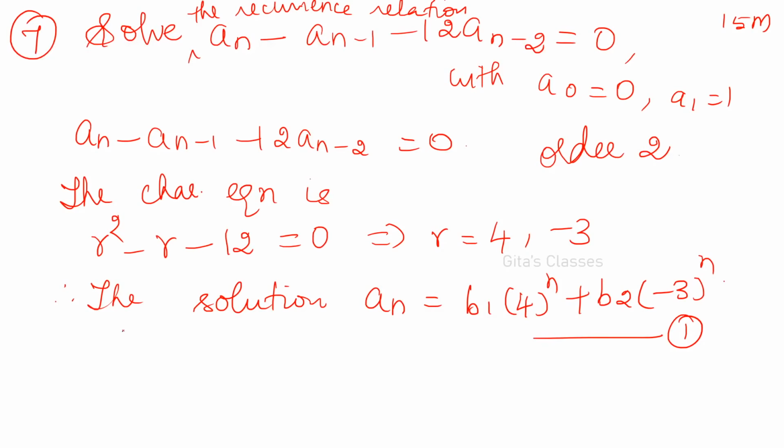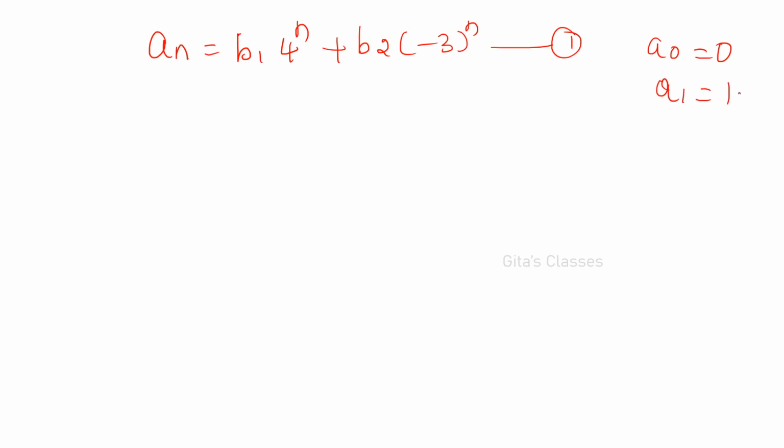So let us write a_n equal to b1 into 4 power n plus b2 into (minus 3) the whole power n. This is our equation. And what are all the initial conditions given? a0 is equal to 0, a1 is equal to 1. So a0 equal to 0 implies b1 into 4 power 0, which is 1, plus b2 into (minus 3) the whole power 0, which is also 1. So b1 plus b2 is equal to 0, implies b2 is equal to minus b1.